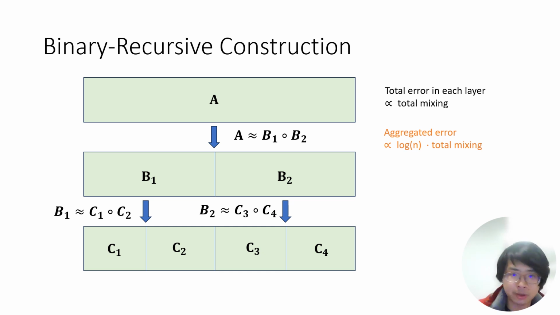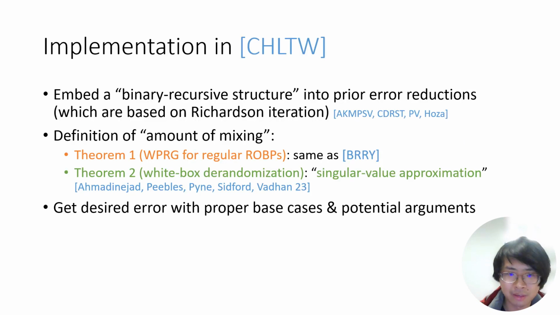Given the previous two properties, if we can prove that the total error in each layer is proportional to the total mixing, and also, with regularity, that the total amount of mixing is bounded, then this will show that in this recursive procedure, the final aggregated error is proportional to log n times the total mixing, which will be better than the general case. So this is a very vague, but high-level idea.